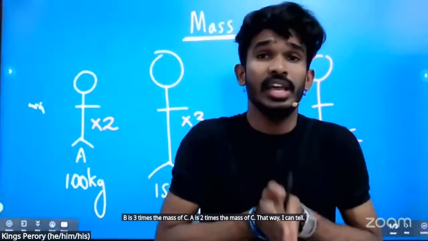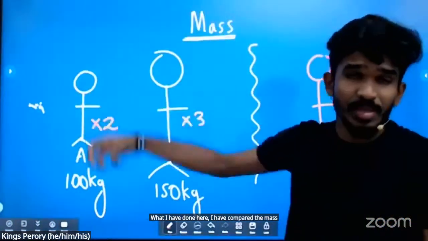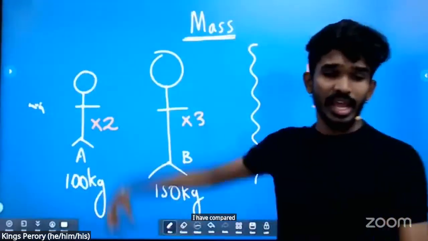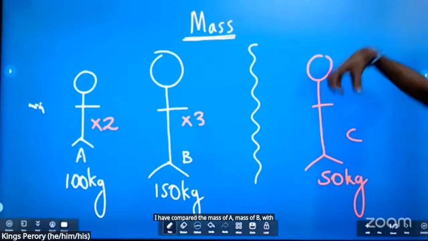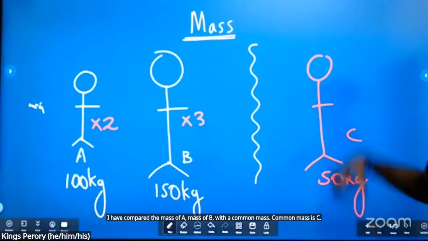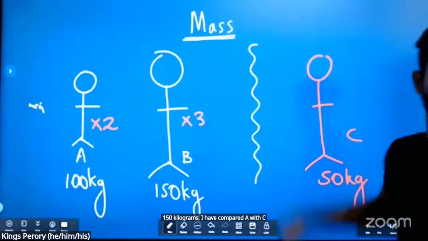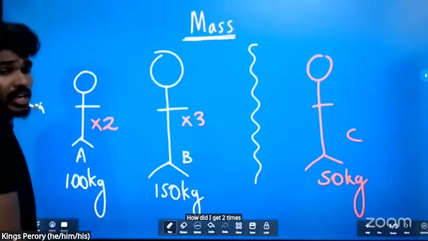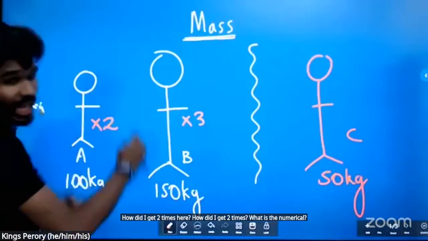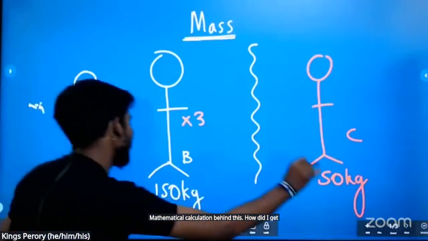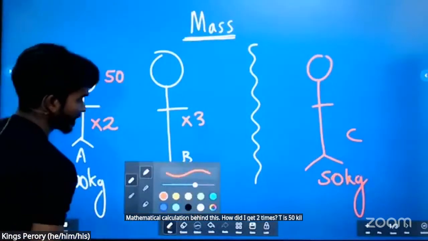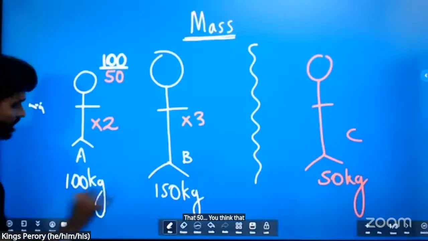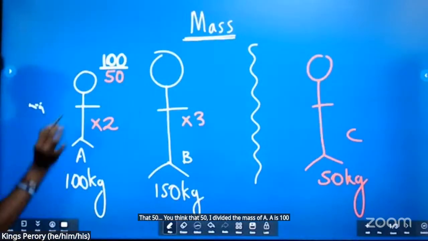What I have done here is compare the mass of A and the mass of B with a common mass. The common mass is C, 50 kilograms. I have compared A with C, 2 times, and B with C, 3 times. How did I get 2 times? What is the mathematical calculation behind this? C is 50 kilograms. Using that 50, I divided the mass of A. A is 100. 100 divided by 50 is 2 times.